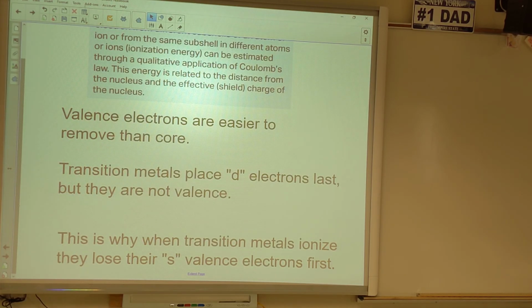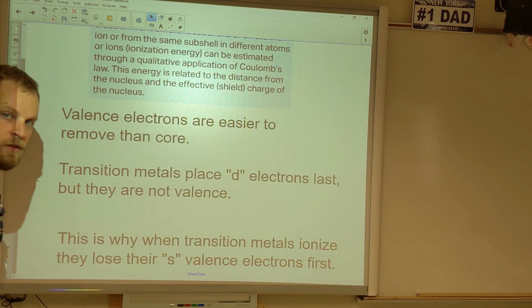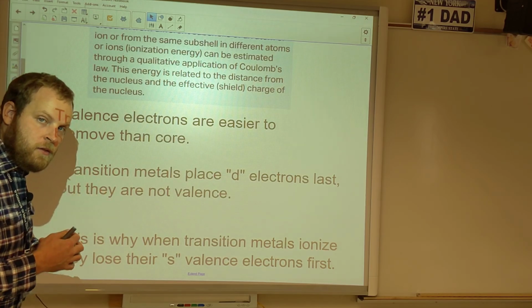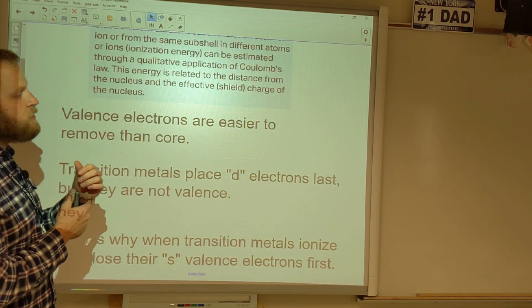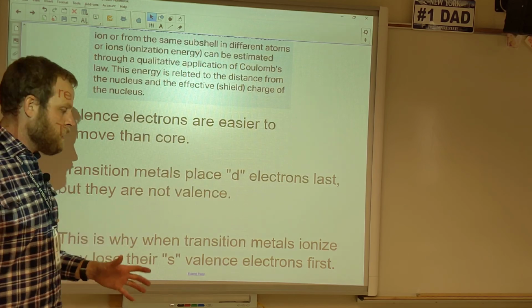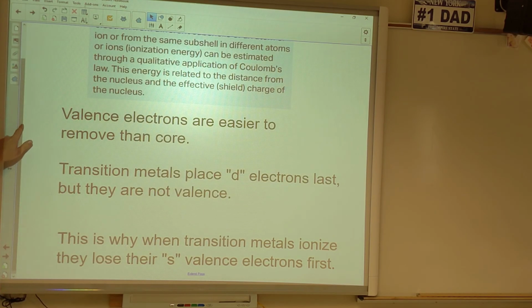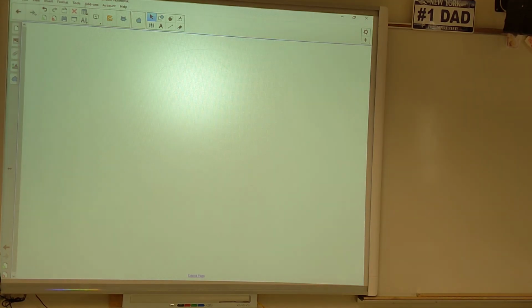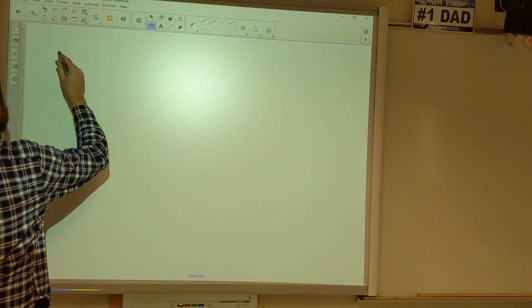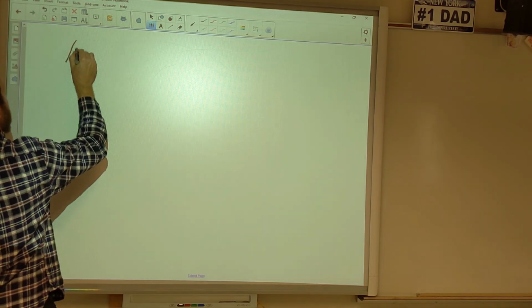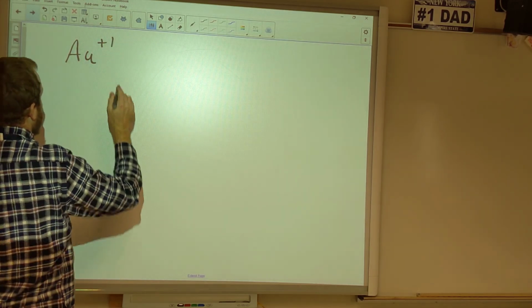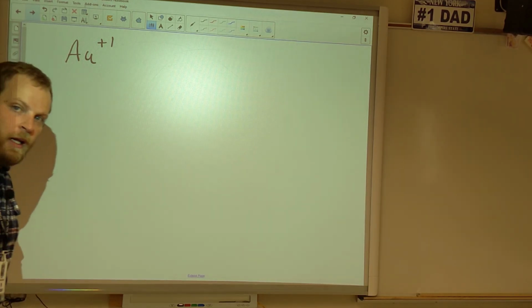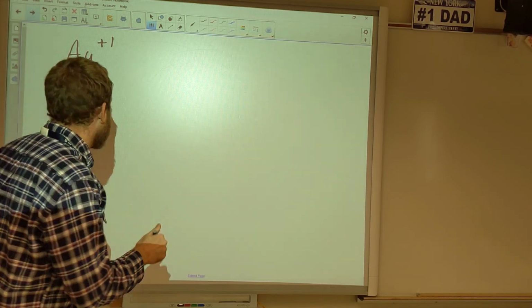Transition metals place d electrons last, but they are not valence, technically. But sometimes they can bond. This is why when transition metals ionize, they lose their s electrons first. So the d electrons are technically core electrons. If we are losing the easiest electrons to lose, they're going to be on the outside, which are the s electrons. So the s electrons will be removed first. If we take gold, and I believe gold has a charge of +1 as its most common charge, it can be +3 as well. What's going to happen is gold is going to lose one of its s electrons.